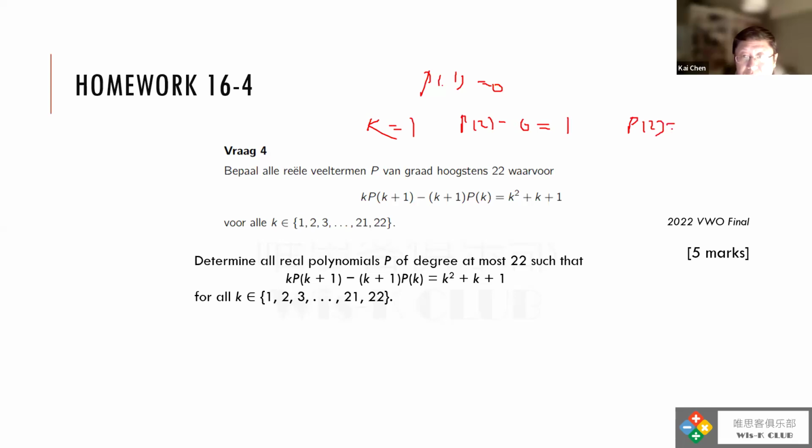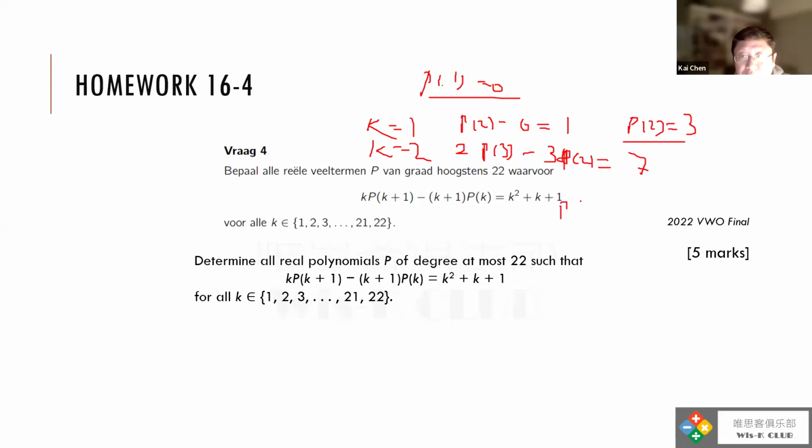No, P2 is 3. Yeah, P2 is 3. P1 is 0. And the K minus 2, K is 2. So the 2P3 minus 3P2, sorry, 3P2 is what? 4 2 is 7, yeah?